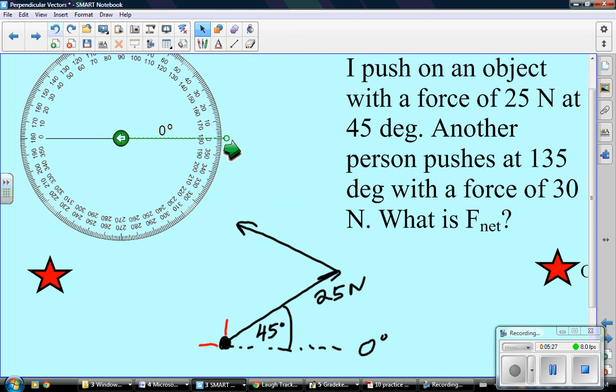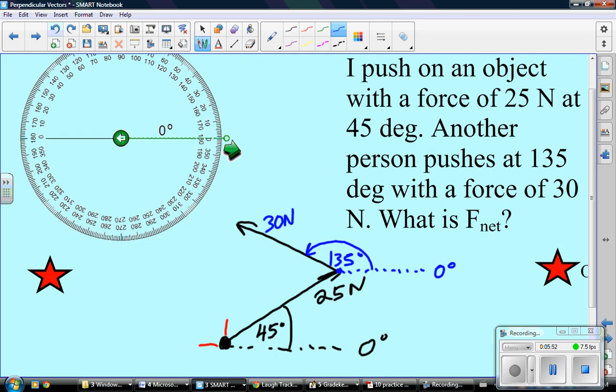Now where's my angle of 135 degrees? Well, that's where this vector starts, right there. There's 0 degrees again. So my 135-degree angle is right there. Okay? And this is 30 newtons. All right. Now there's something I want to caution you about. There's my resultant vector in the red there. There's a couple things I want to caution you about here.